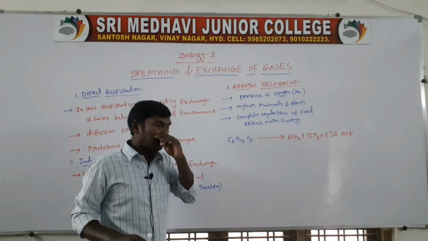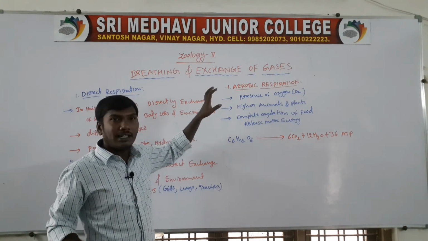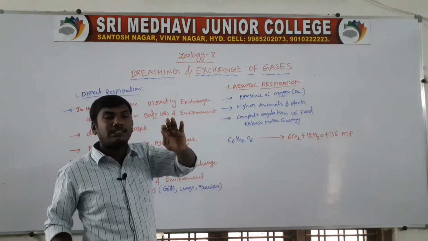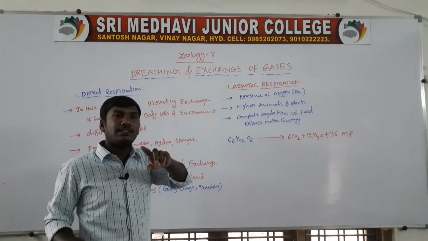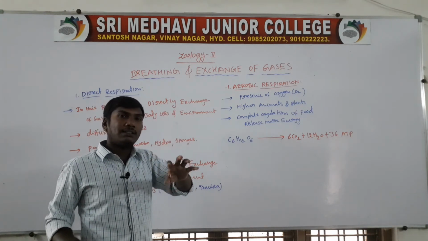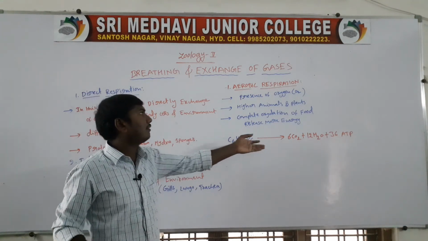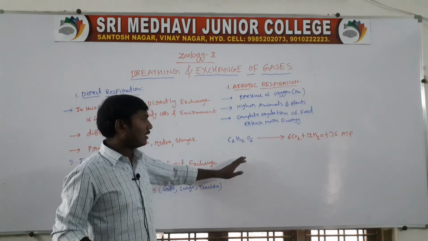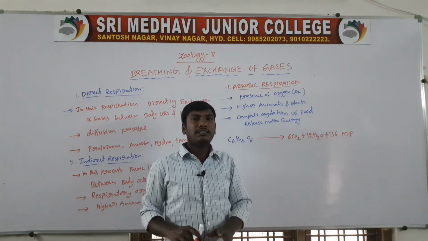So, this is aerobic respiration. Aerobic respiration means respiration in the presence of oxygen. It occurs in higher animals. They release more energy because of more oxidation of the food materials. So, this is the equation of aerobic respiration: glucose is converted to 6 CO2, 12 H2O, and 36 ATP.